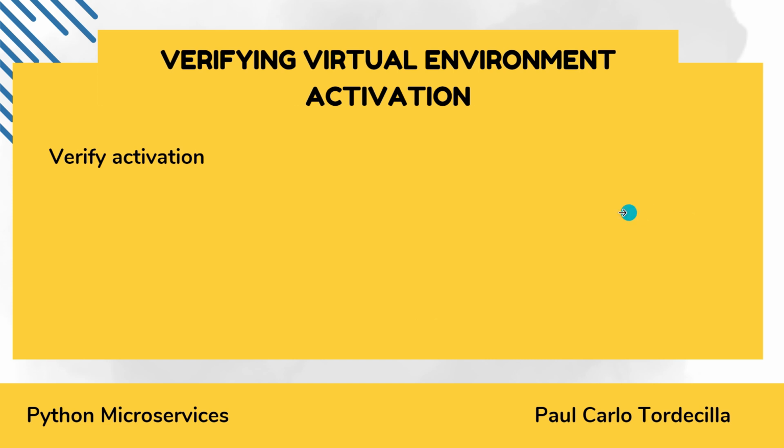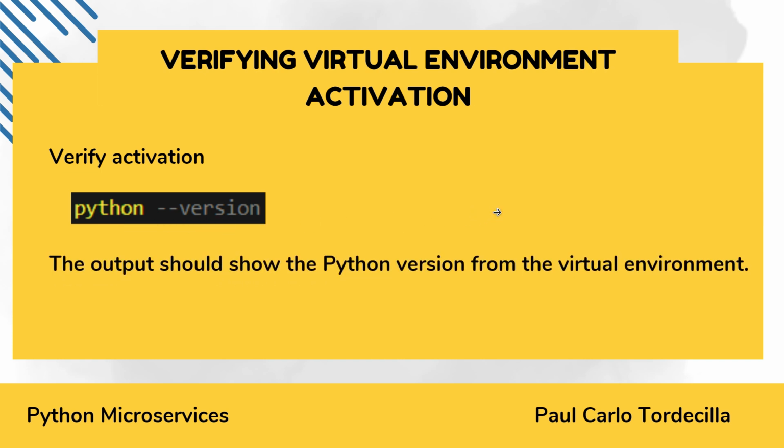Once the virtual environment is activated, you will see the environment name in your terminal prompt. Let's verify this by checking the Python version again. Here, python --version. The output should show the Python version from the virtual environment.